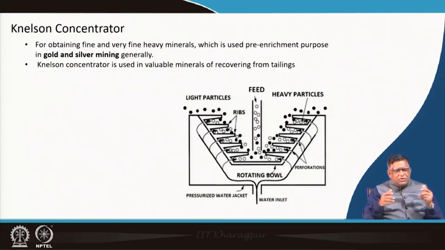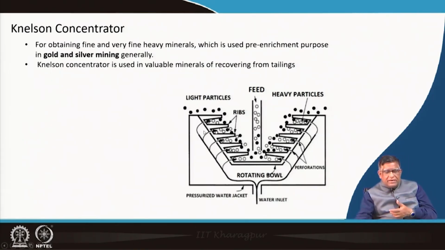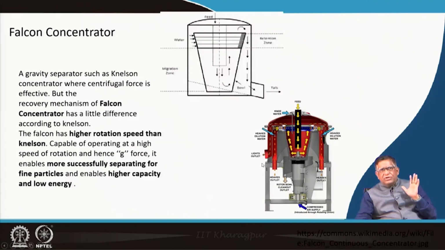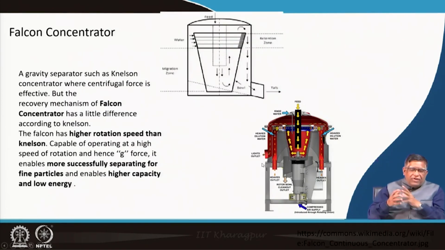So, in a Nelson concentrator they have done it in a very nice way: you have a chamber in which ribs or blade-type things are there. Now, the feed comes in centrally, you push in the water, and this bowl is rotated. When it is rotated, the light particles go up and the heavy particles go down, and they get collected. So, this is how the Nelson concentrator works. Similarly, there is a Falcon concentrator; depending on the company and the persons, they have done the engineering in their own way.